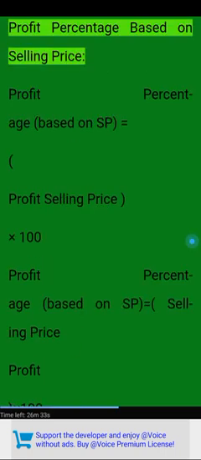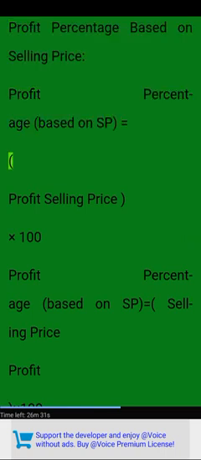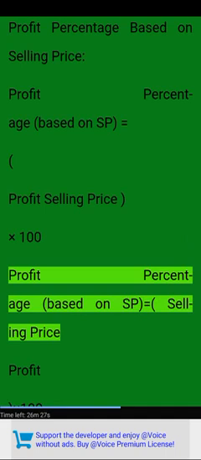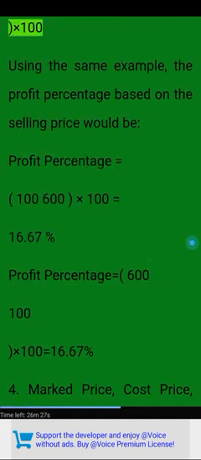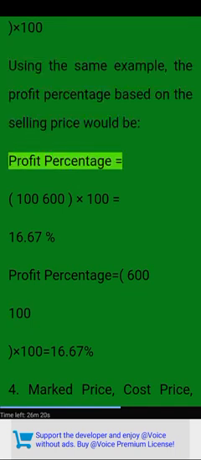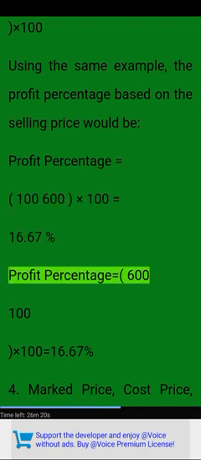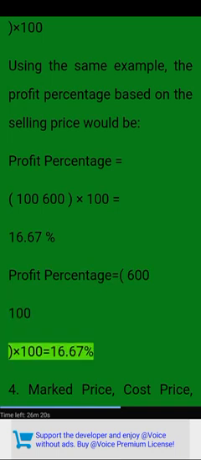Profit percentage based on selling price: profit percentage based on SP equals profit divided by selling price times 100. Using the same example, the profit percentage based on the selling price would be profit percentage equals 100 divided by 600 times 100 equals 16.67%.